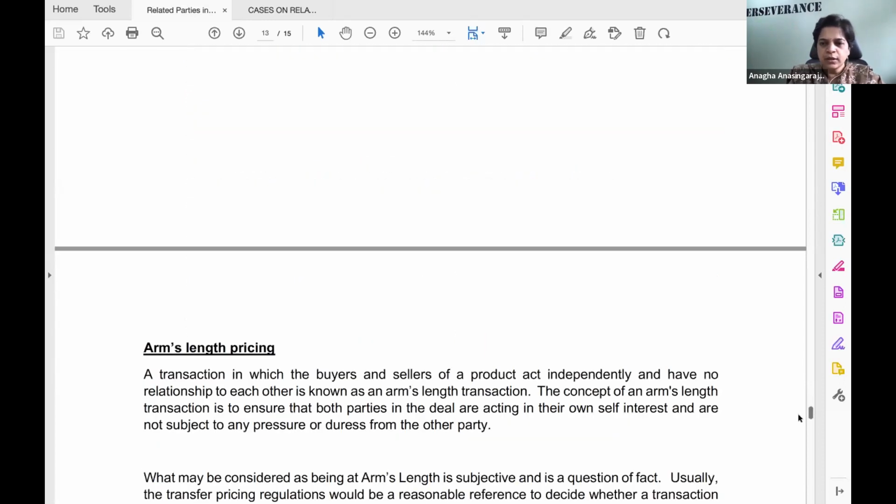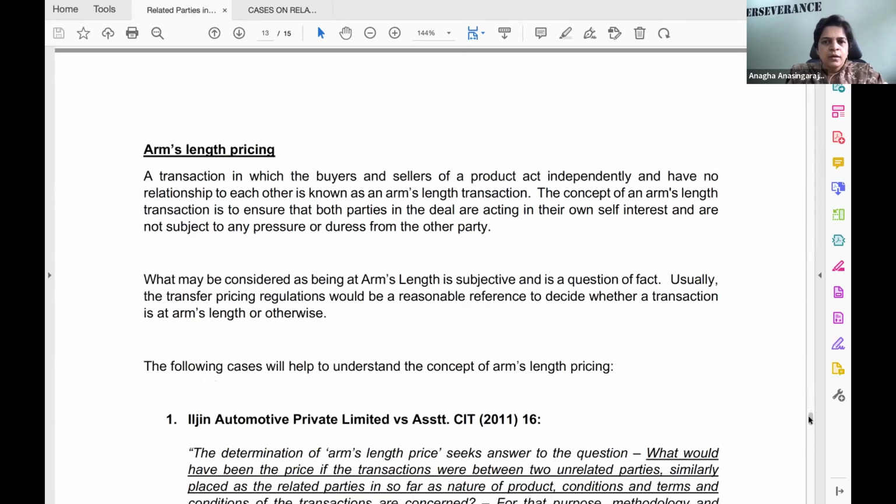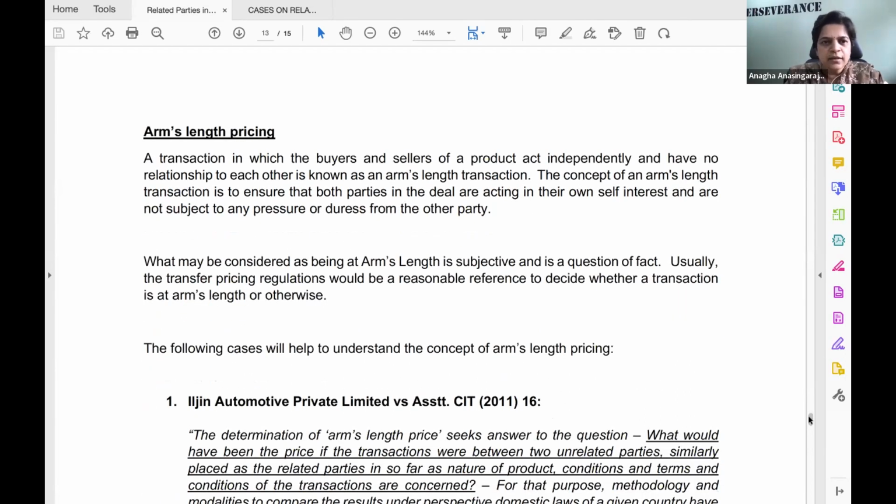Then we come to the discussion on the arm's length pricing. So as we generally understand, a transaction in which the buyers and sellers of a product act independently and have no relationship to each other is known as an arm's length transaction. The concept of arm's length transaction is to ensure that both parties dealing in the deal are acting in their own self-interest and are not subject to any pressure or duress from the other party.